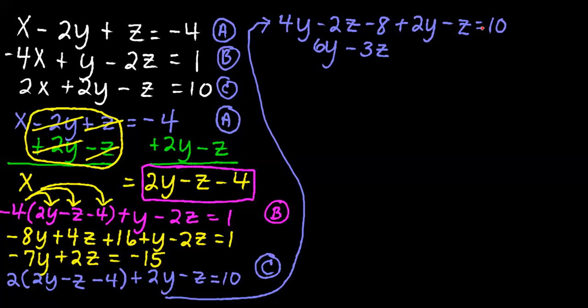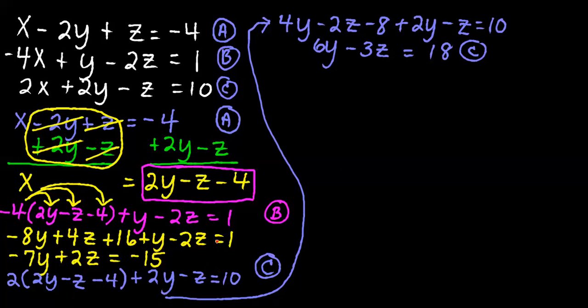Well, I'm going to go ahead and add 8 to both sides. That's going to take care of this 8. And I'll have plus 8, and that's an equal sign. There we go. And it equals 18. Okay, so that was equation C. I'm just going to go and write C there.